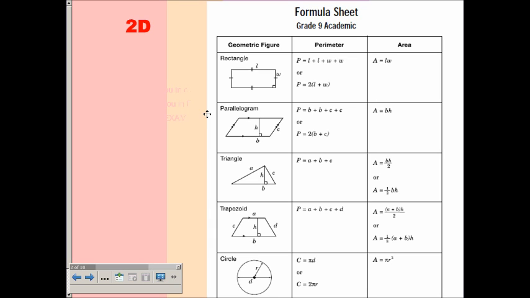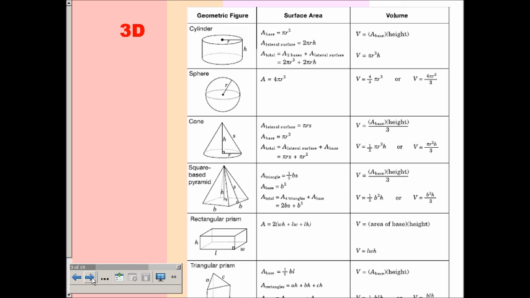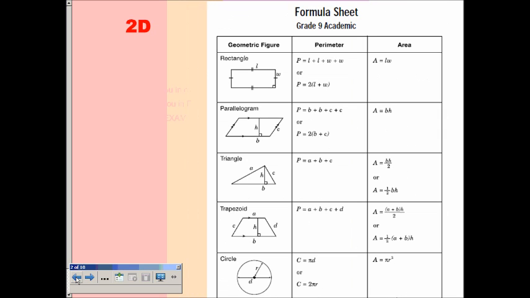First off, I want to show you the formula sheet that is actually provided for you from the EQAO company. It's two-sided. On the one side you have the two-dimensional shapes with the perimeter and area for several of your closed figures, and then on the back you have the formulas for surface area and volume of three-dimensional figures. So as you can see, the surface area and volume equations look a little bit more complicated, and that's just because it breaks it up into their different faces as opposed to just having one face with the 2D.